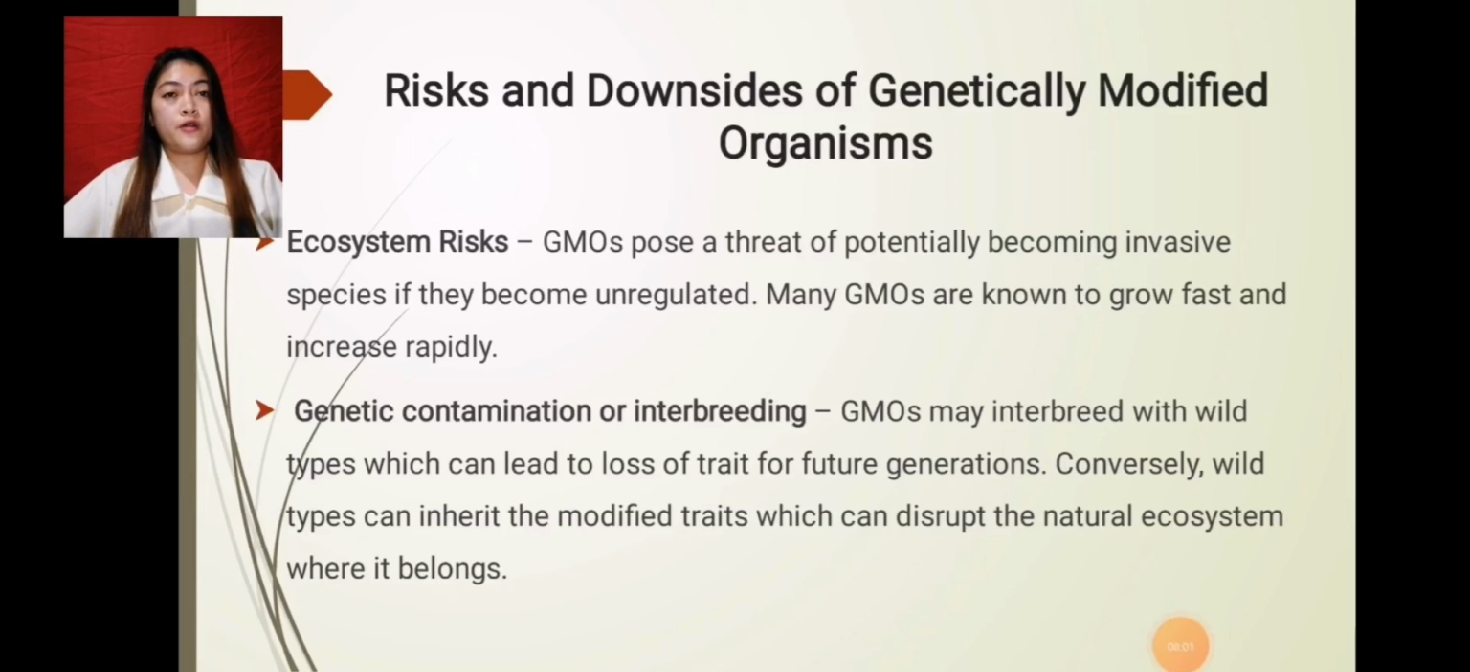Let's move forward. Risks and downsides of genetically modified organisms. First one, ecosystem risks. GMOs pose a threat of potentially becoming invasive species if they become unregulated. Many GMOs are known to grow fast and increase rapidly. Genetic contamination or interbreeding: GMOs may interbreed with wild types, which can lead to lost traits for future generations. Conversely, wild types can inherit the modified traits, which can disrupt the natural ecosystem where it belongs.